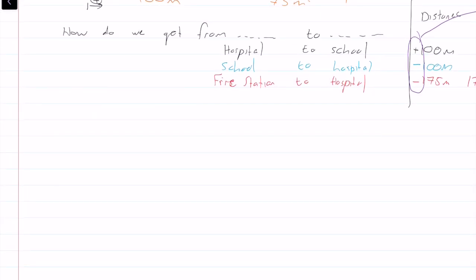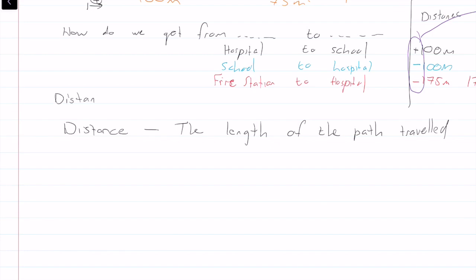Okay, and from that we go on to some more definitions. We need to know the definition of distance. The definition for distance is the length of the path traveled. You're always going to end up asking yourself, is something distance or is it displacement? So what is displacement? Displacement is a change in position.